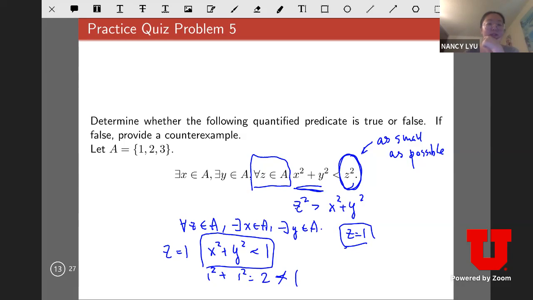It's only because of the "for every z," which means it should work for 1, 2, 3. Does that make sense? Yeah, yeah.